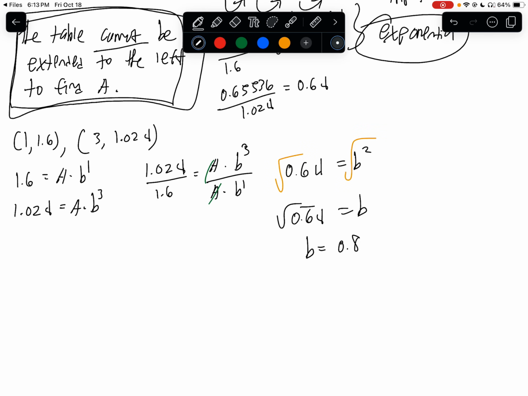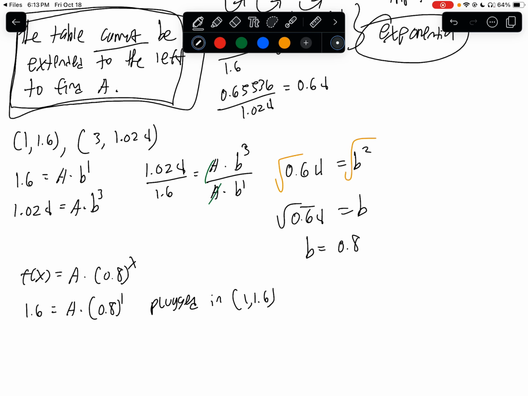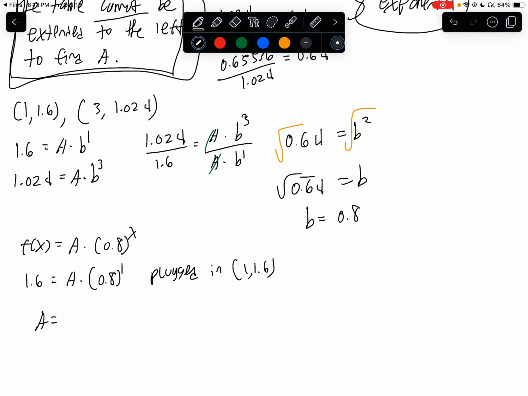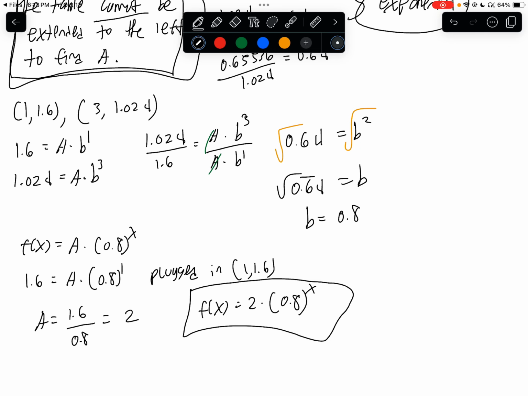So now I need the initial value. So now I know the function, I can update it with what I just found, is a times that number 0.8 to the x. If I plug in the point, say 1.6, I get a times 0.8 to the first power. So here I plugged in, you could use any point, but I did 1.6, and so then a is 1.6 divided by 0.8, which is 2. And so the function is 2 times 0.8 to the x. And that's what I end up with.